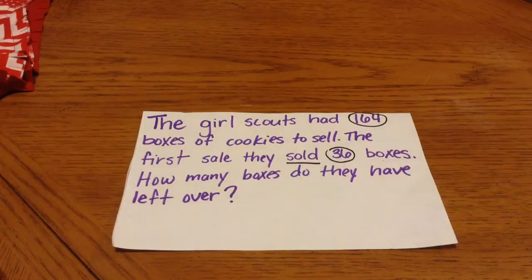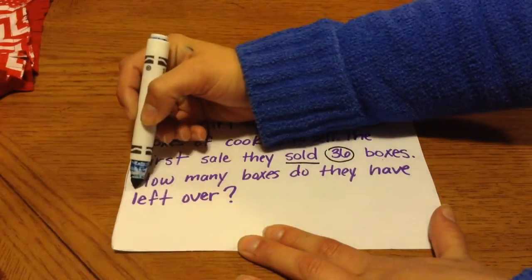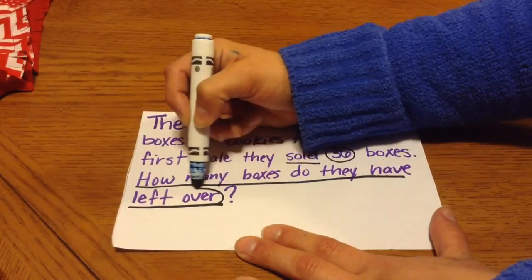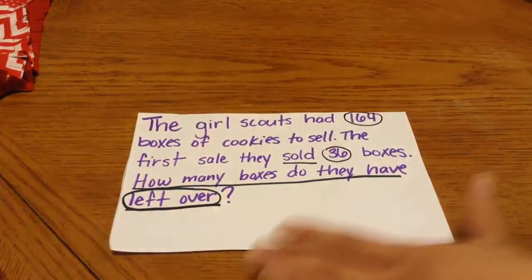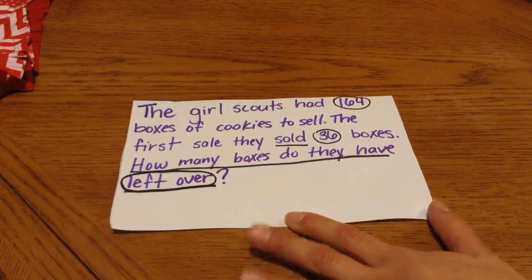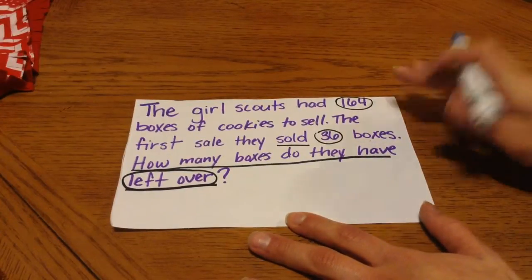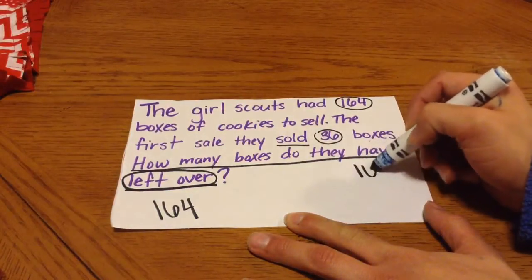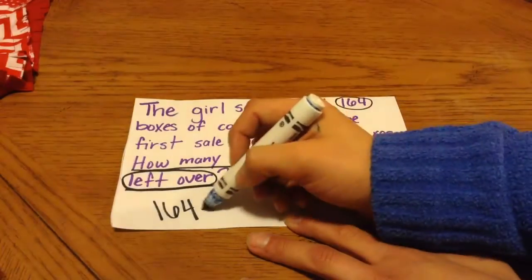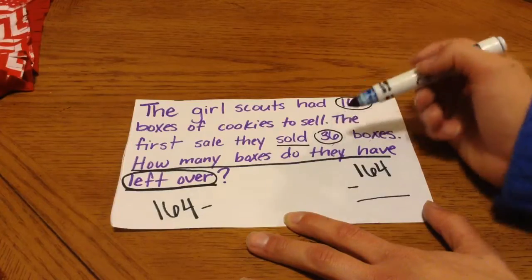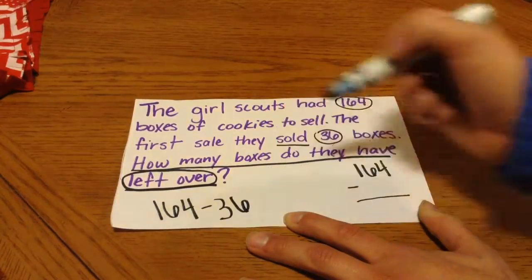But we have to make sure we're actually finding out what the question in the problem is asking us. And the question in the problem is, how many boxes do they have left over? Left over confirms that we are subtracting. So to set up our problem, we want to put 164 on the left side of our problem or on the top of our problem. These are the two ways we can set up a subtraction problem. And we're subtracting the 36 boxes that the Girl Scouts sold.